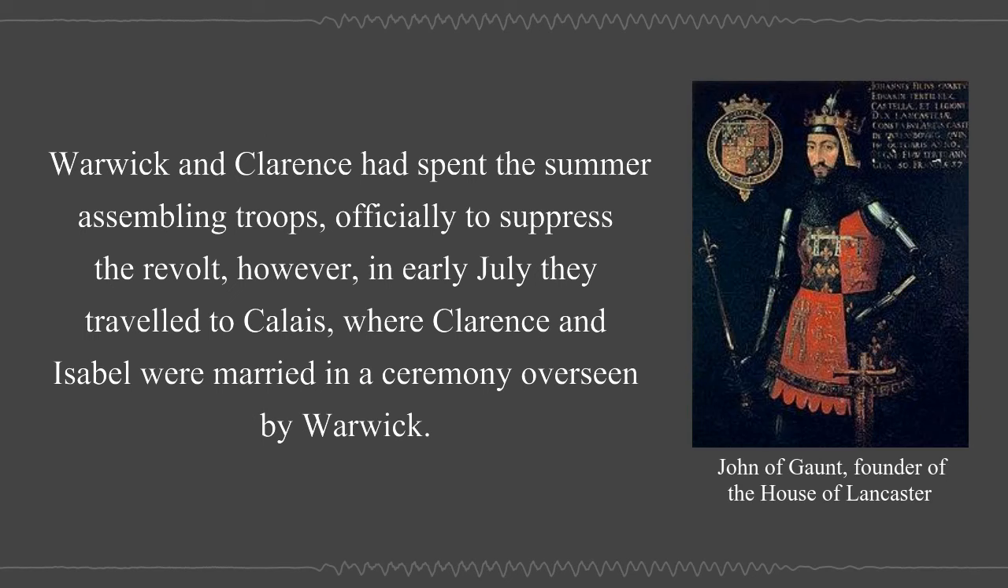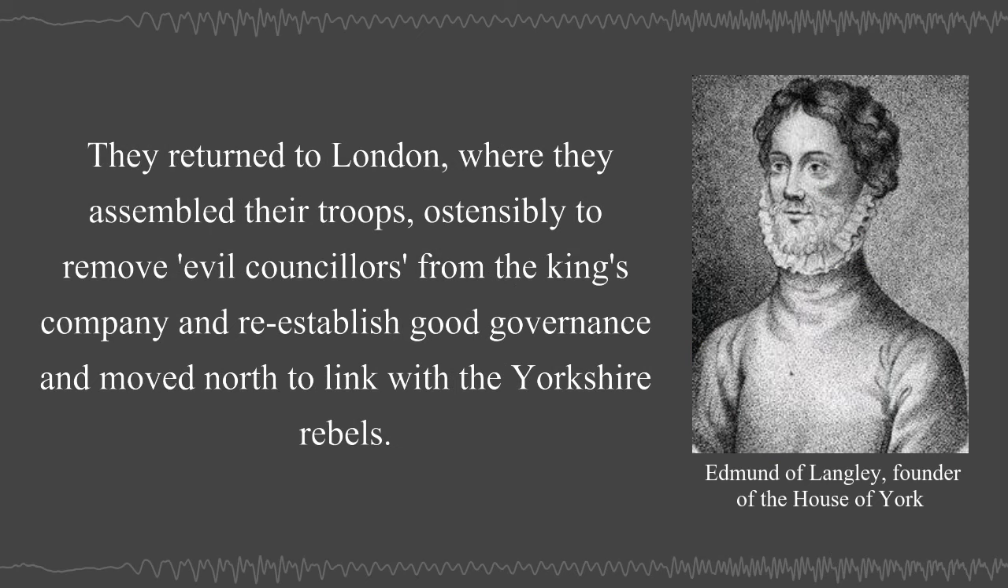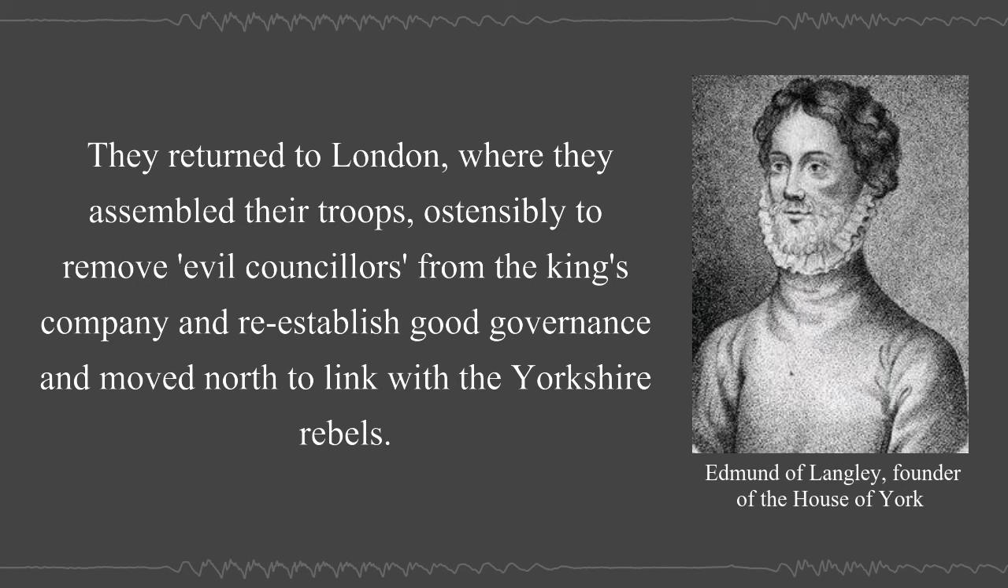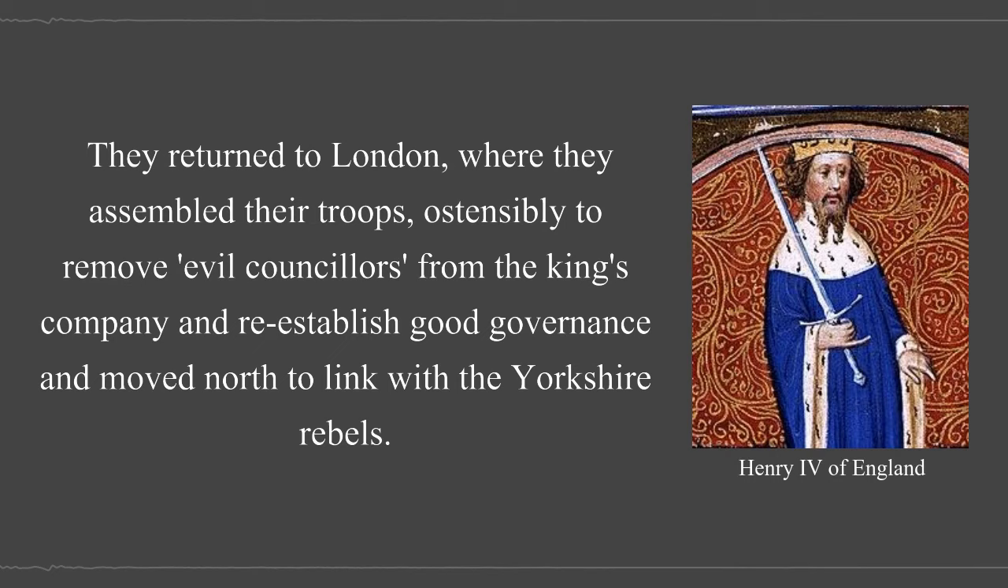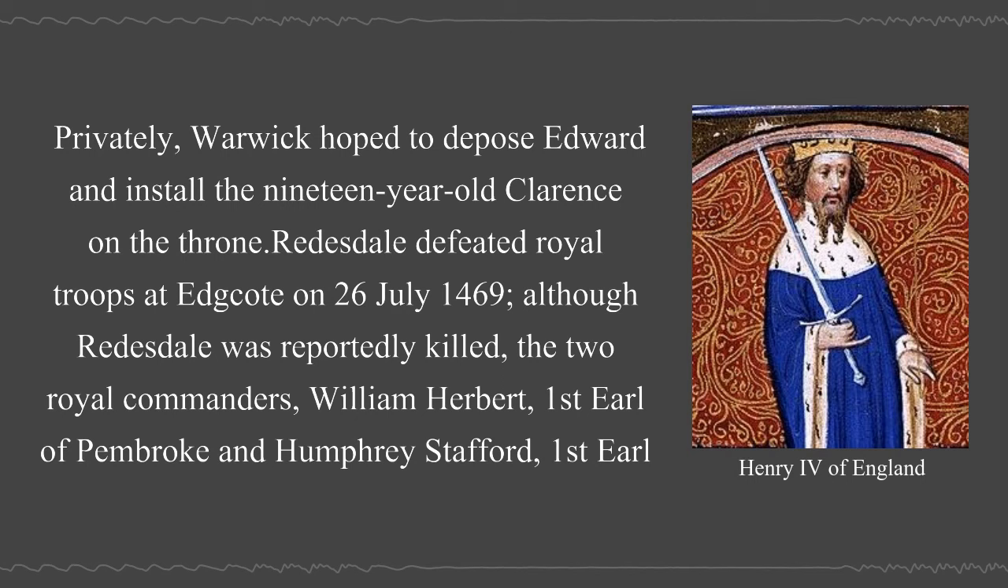In early July, they traveled to Calais, where Clarence and Isabel were married in a ceremony overseen by Warwick. They returned to London, where they assembled their troops, ostensibly to remove evil counselors from the king's company and re-establish good governance, and moved north to link with the Yorkshire rebels. Privately, Warwick hoped to depose Edward and install the 19-year-old Clarence on the throne.